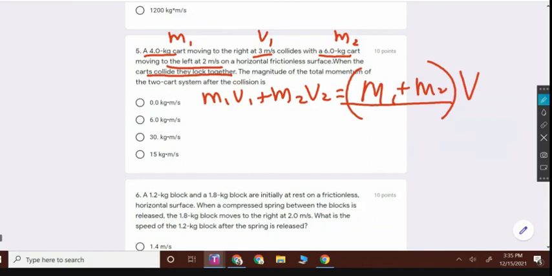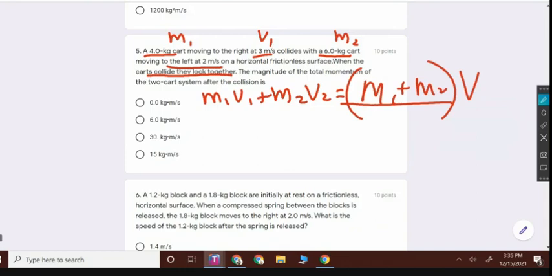So whenever you see collide, lock, attach, write that down. Collide and lock together, that's what the equation looks like. So you just add them? Yeah, they're one body now.